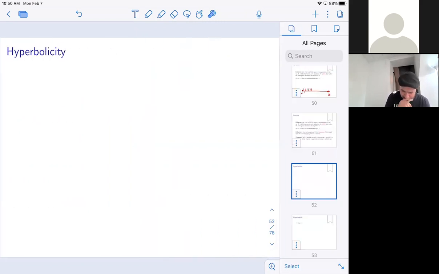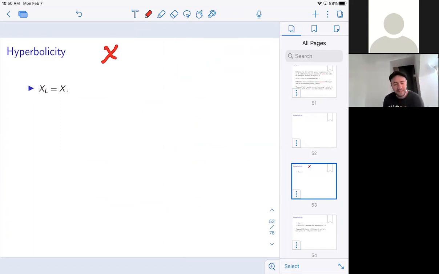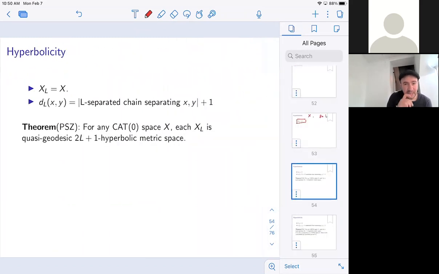Okay, so let's now talk about hyperbolicity. Take a CAT(0) space X, and we're going to build a hyperbolic space out of it as follows. Take X and fix L for now. Define X_L to just be X, and define the L distance between 2 points X and Y to be the cardinality of the L-separated chain that separates X and Y. Basically the exact same thing we did in the CAT(0) cube complex.